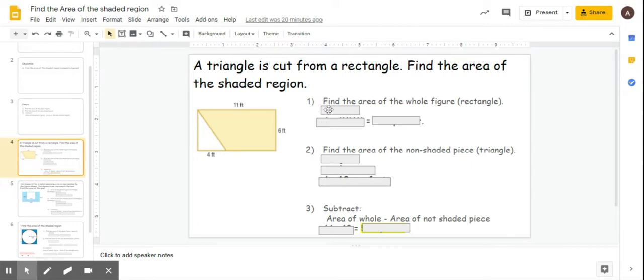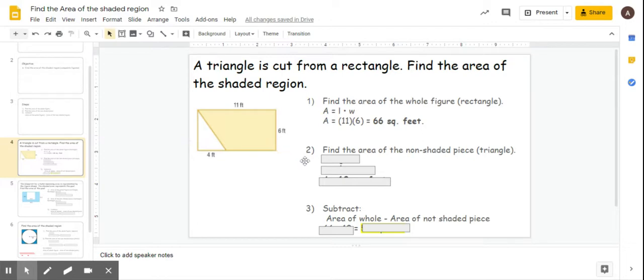So first you would find the area of the whole figure. So the whole figure is a rectangle. So you would do length times width, which is 11 times 6, which will get you 66 square feet. So the entire area of the whole rectangle is 66 square feet.